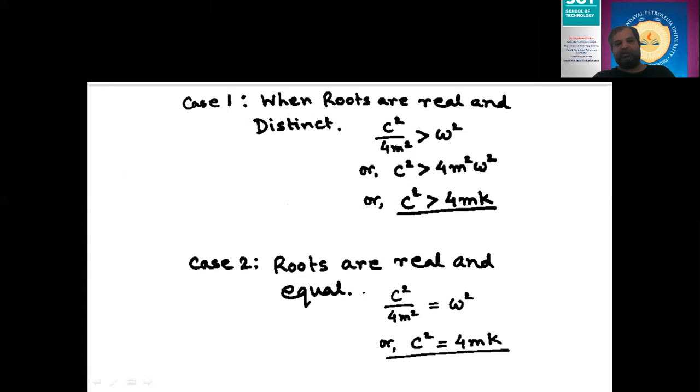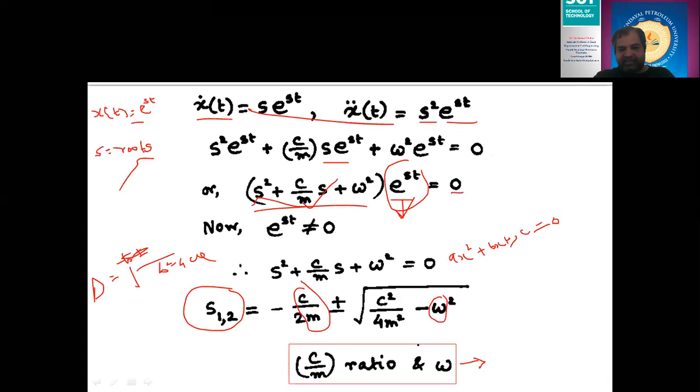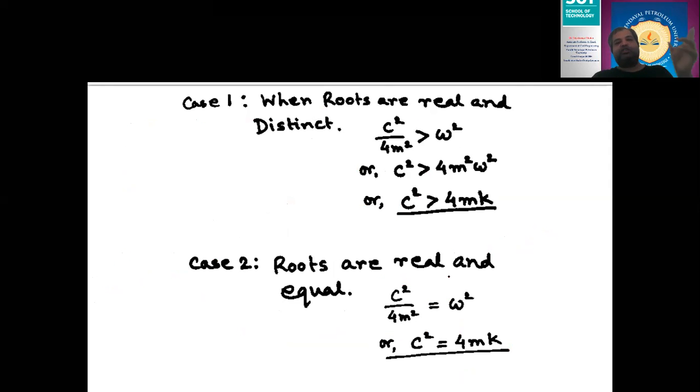It has two values. When these roots have two different values, real and distinct, I'm taking c square by 4m square minus omega square greater than 0. If this value is greater than 0, in this case minus c by 2m plus this numerical number will give two different numbers. So these roots are real and have two different numbers.